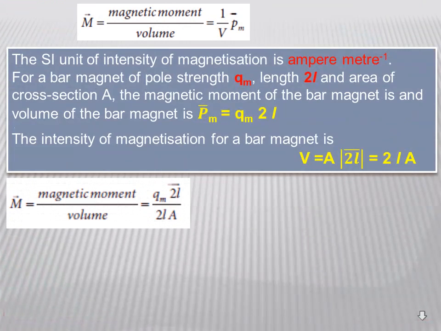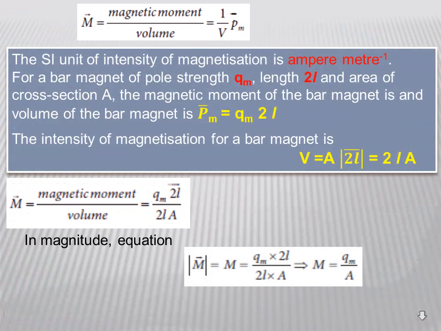For a bar magnet, with pole strength Qm, length 2L and area of cross section A, the magnetic moment of the bar magnet is p_m equal to Qm into 2L, and the volume of the bar magnet is 2L times A. So M vector is equal to magnetic moment by volume, which is Qm 2L vector divided by 2L A. You can cancel this 2L and 2L.